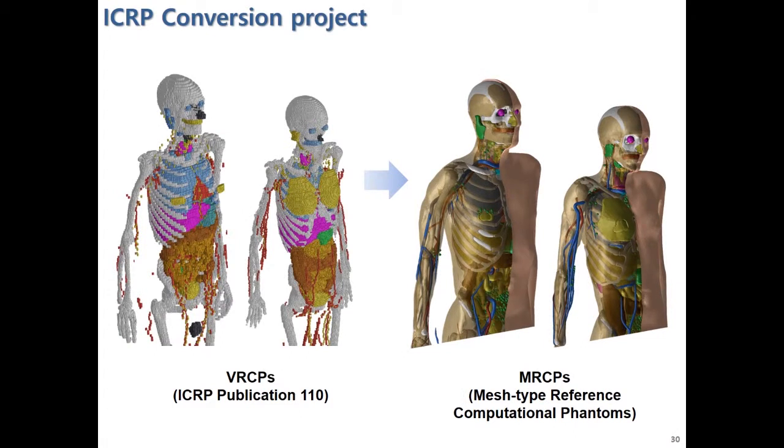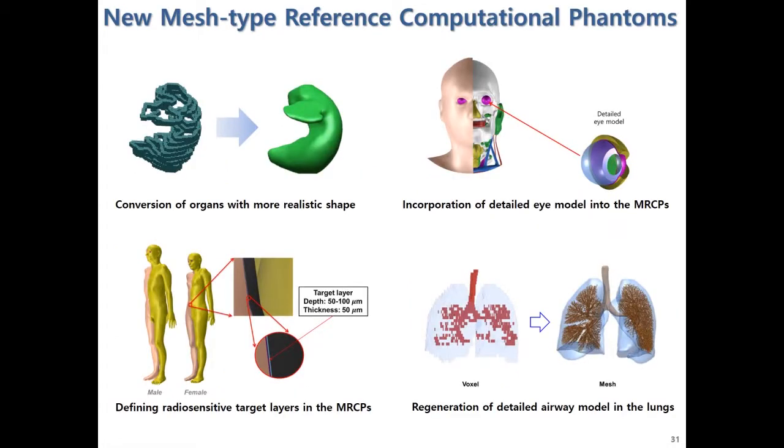Based on these techniques, recently we have developed new mesh-type ICRP reference computational phantoms, which are also called MRCP for short, to address limitations of the currently used voxel-type ICRP reference phantoms by converting the voxel phantoms into a high-quality mesh format. Through the conversion project, the internal organs in voxel format were converted to those in high-quality mesh format with more realistic shape, and complex organs and micron-thick radiosensitive layers were defined in the phantoms.